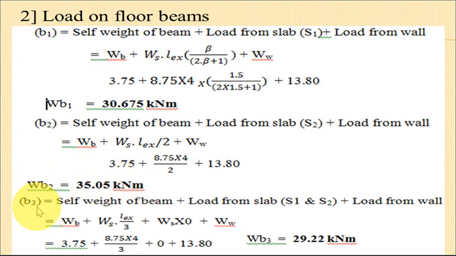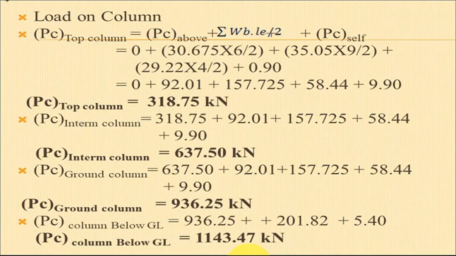Then WB3, self weight of the beam, again load from the slab S1 and S2. From S1 triangular load and from S2 there is no load, zero load, and that's why this is Ws multiplied by 0. And triangular load, it is Ws Lex divided by 3, and that's why we get the load on B3 beam, that is 29.22 kilonewton per meter.